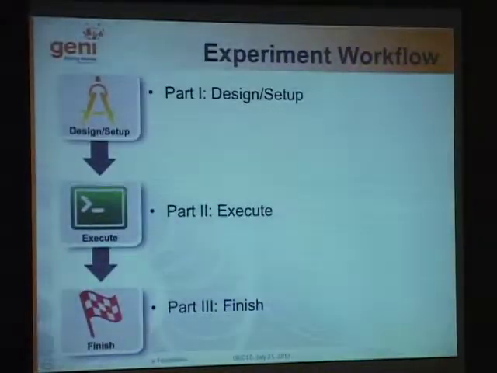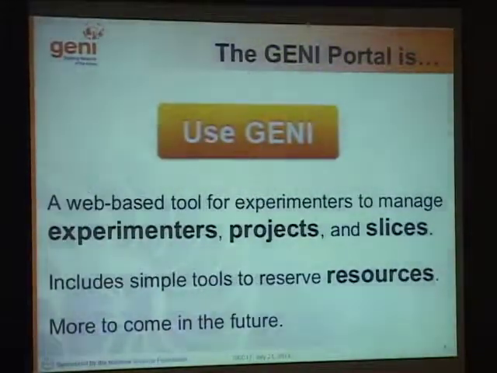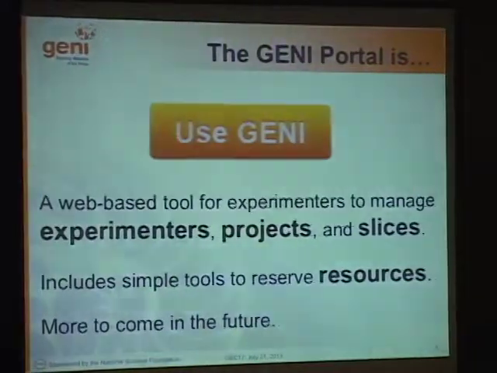Okay. So real quick, a little bit about the tools we're going to use. First, the GENI portal. It's just a web-based tool for experimenters to manage three things: experimenters, projects, and slices. And we're going to define those three things in a minute. It also includes some simple tools for reserving resources, and we're integrating more and more all the time. We've added several tools since the last GEC, and those are going to be used in some later tutorials at GEC, which is really great.